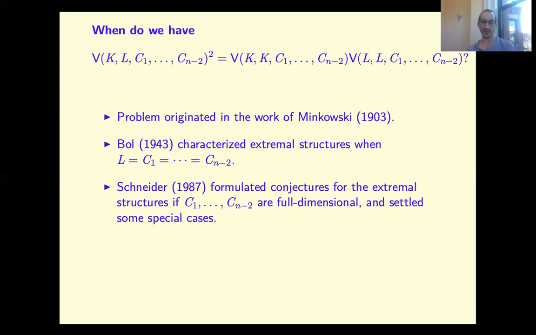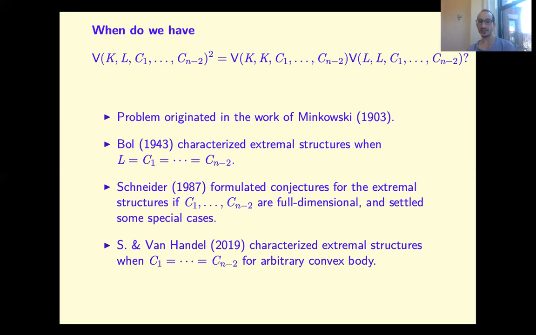And after that, not much has been done until in 2019, together with Ramon, we characterized the equality cases in the case where the bodies C1 to Cn minus 2 are all the same, but it can be an arbitrary convex body. And that requires some analytic theory because the body can be arbitrary, but we did not handle the case where the bodies are different, which is part of where the complexity is coming out of.